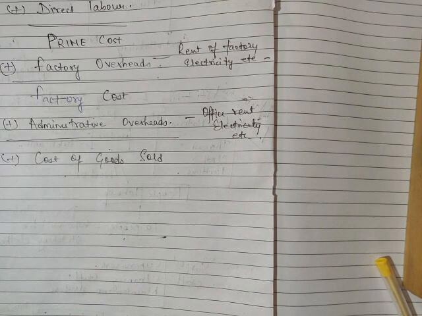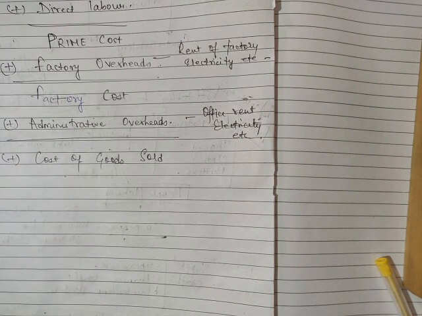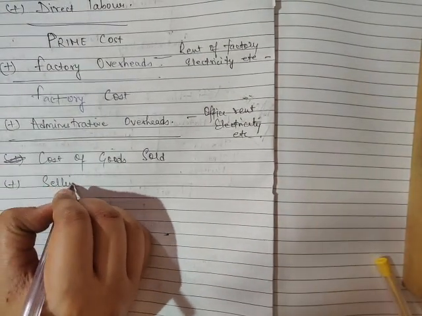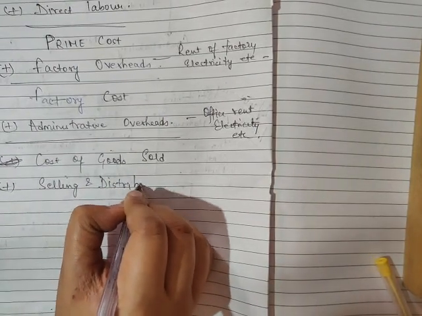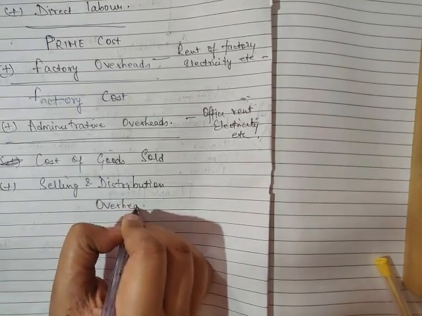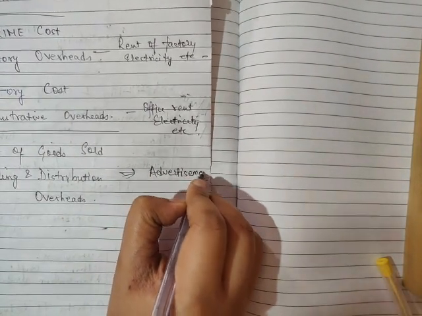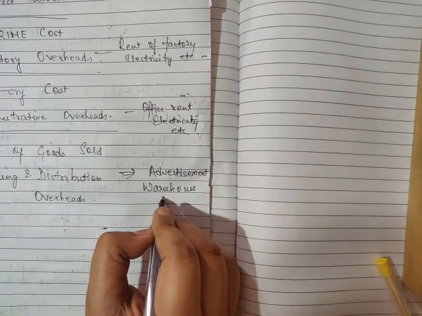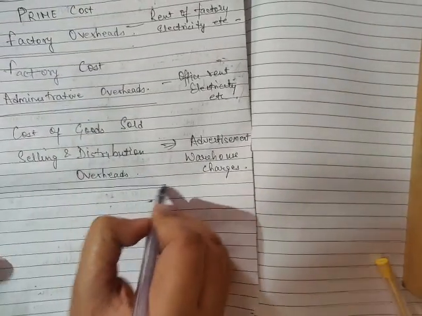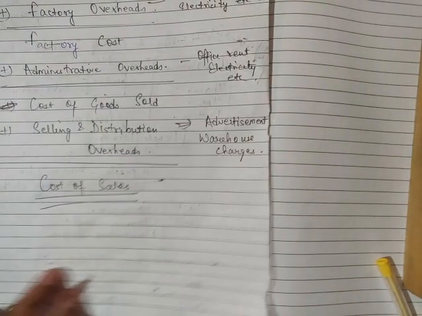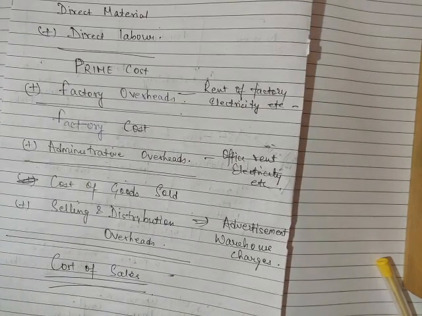We have taken into account all the costs that are incurred in the factory as well as all the costs that are incurred on the administrative functions such as HR, accounts, etc. Now once the goods have been produced, you have to sell them in the market. So you will incur selling and distribution overheads such as advertisement, warehouse cost, etc. So this will give us the final cost of sales, the total cost that has been incurred by the company on that finished product, whether directly or indirectly.